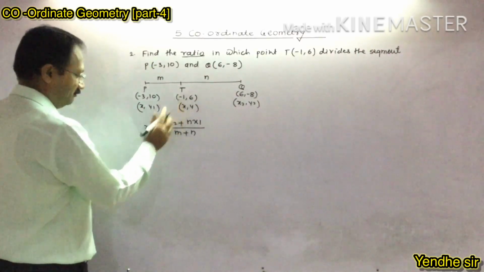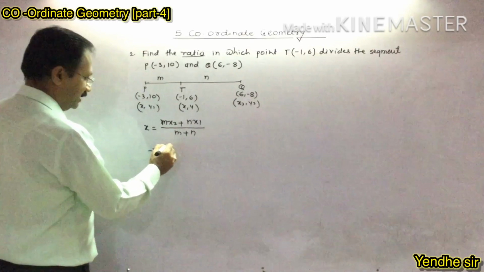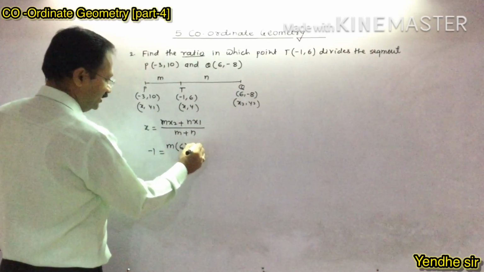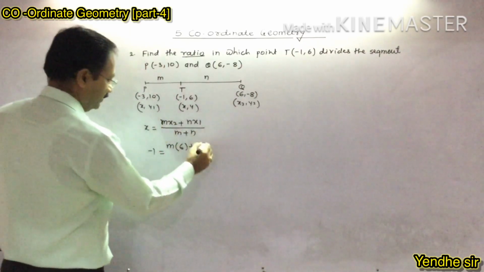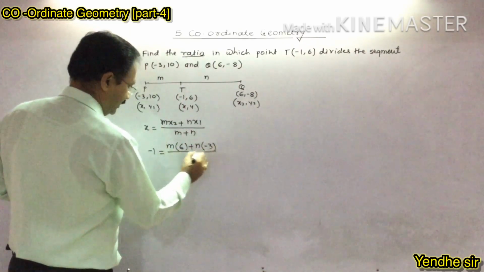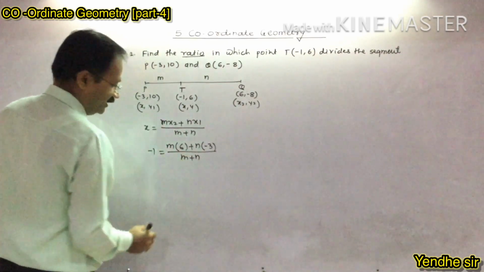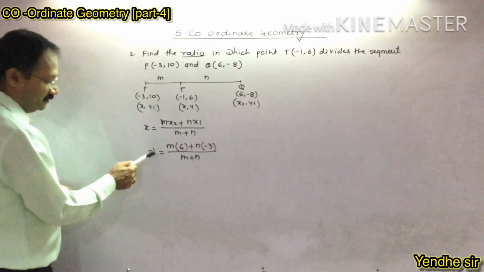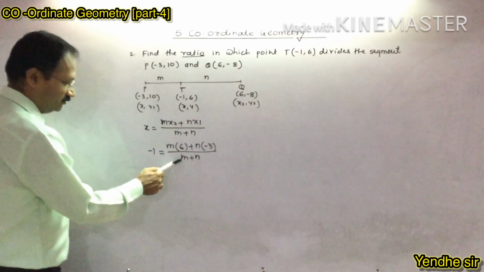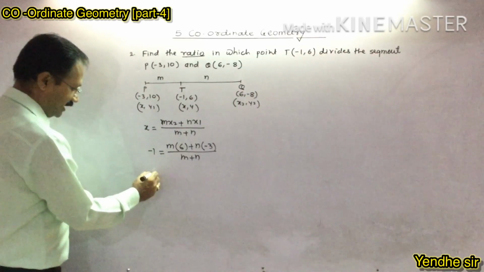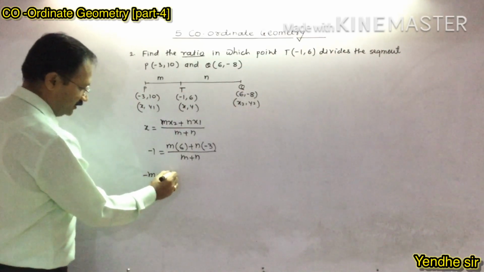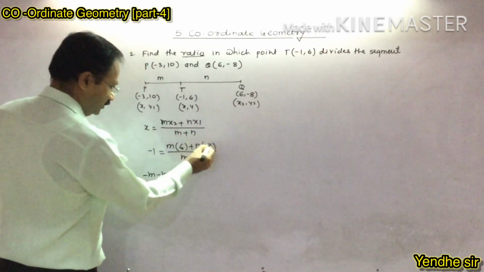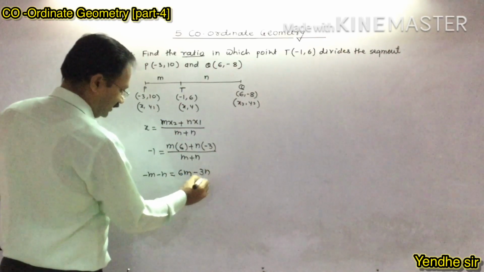The x value is given as -1. The m value you have to find out. x2 is given as 6, plus n you have to find out, x1 is given as -3. Again, m plus n will be as it is. So it is divided here, it will be multiplied. If you multiply by -1, their sign will be changed: -1 m and -n. Here m into 6, 6m. Plus into minus, -3n.